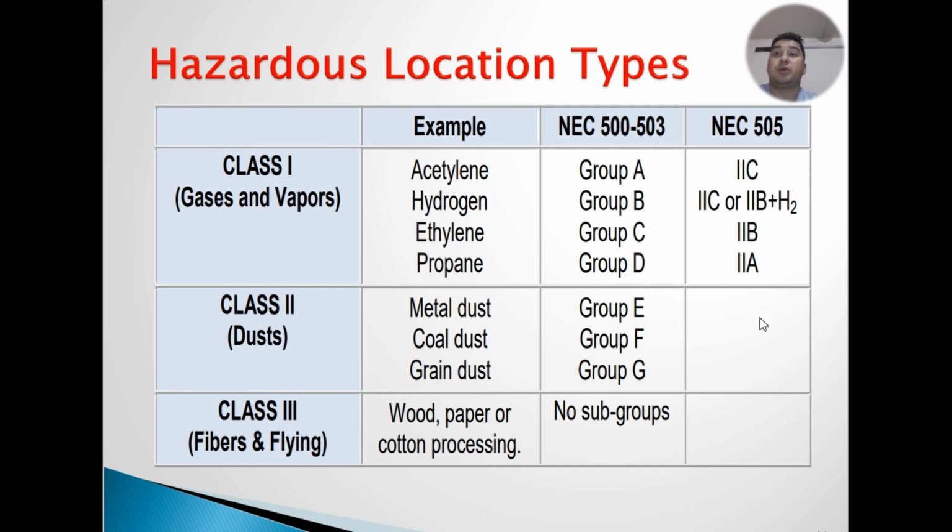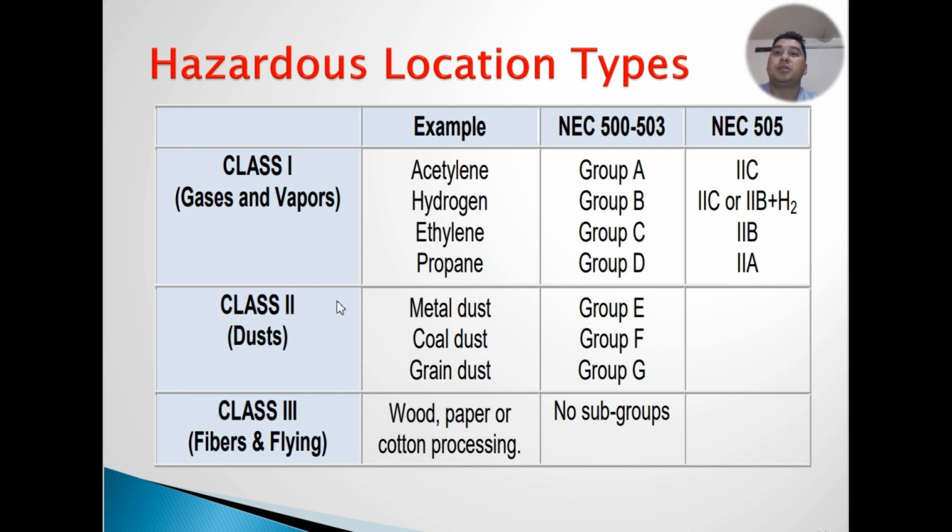Hazardous location type, class 1: gases and vapors. How you can identify and put certain materials, gases, and other materials into certain classes. The first class has gases and vapors. Examples are acetylene, hydrogen, ethylene, and propane. The groups are NEC 500 to 503, group A, B, C, D. Then NEC 505, IIC or IIB plus H2, IIB, and IIA.